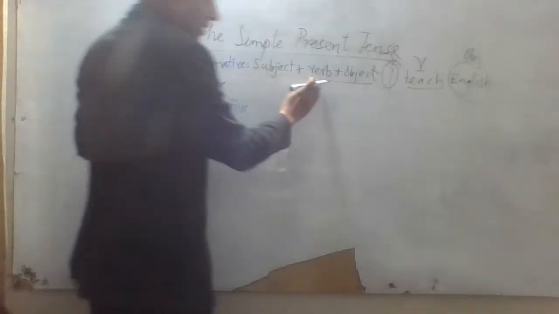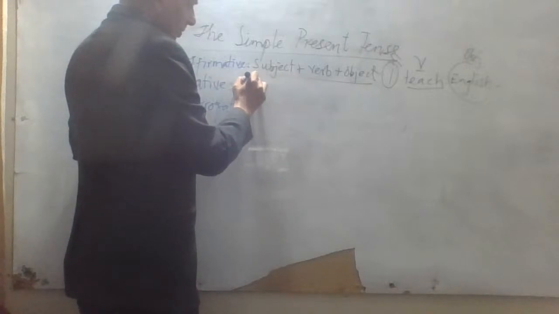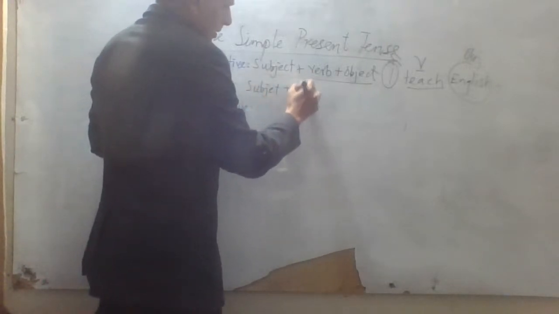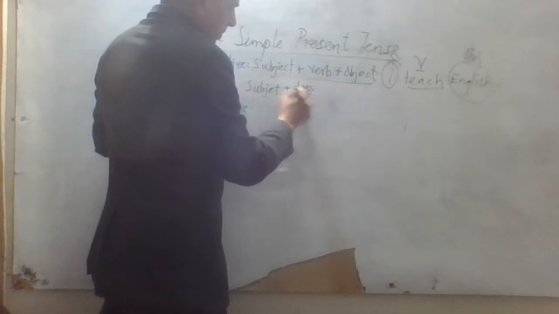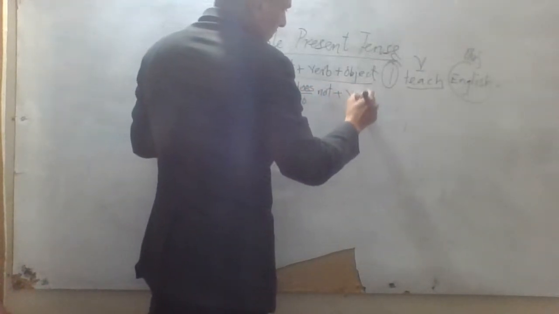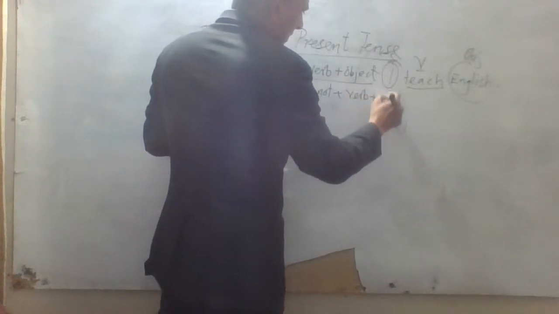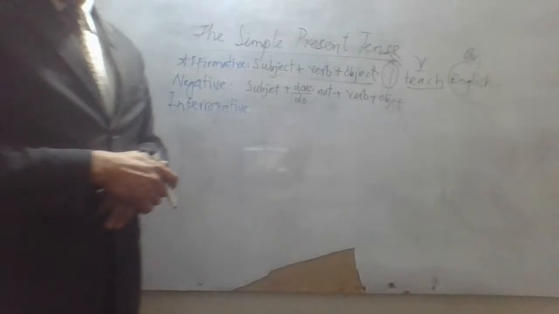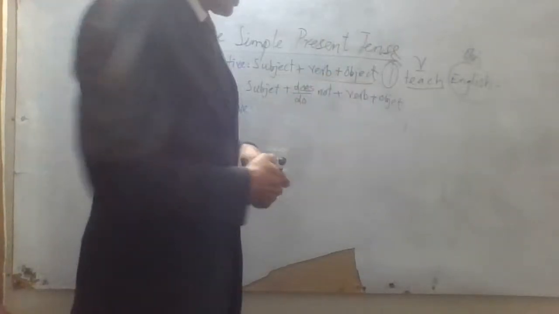Negative, we use does not or do not here. Subject plus does or do not, then verb, and then object. Such as, I do not teach English. She does not play cricket.